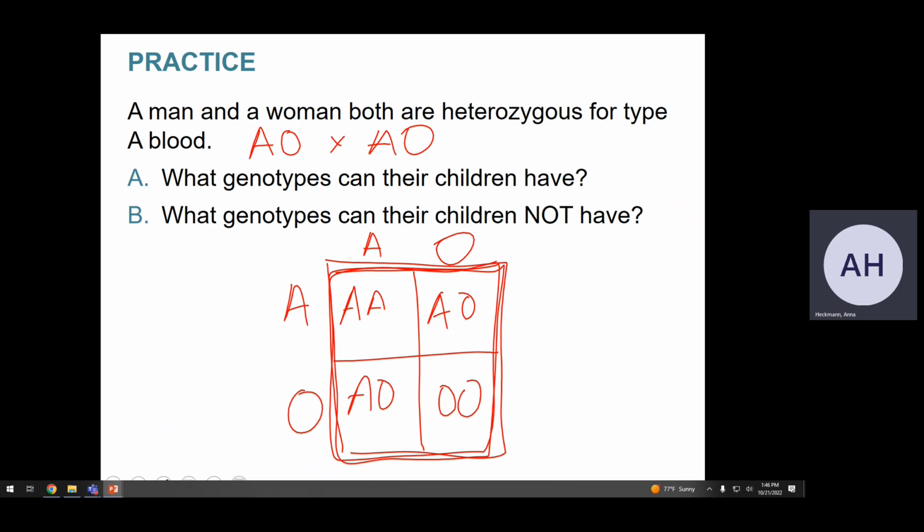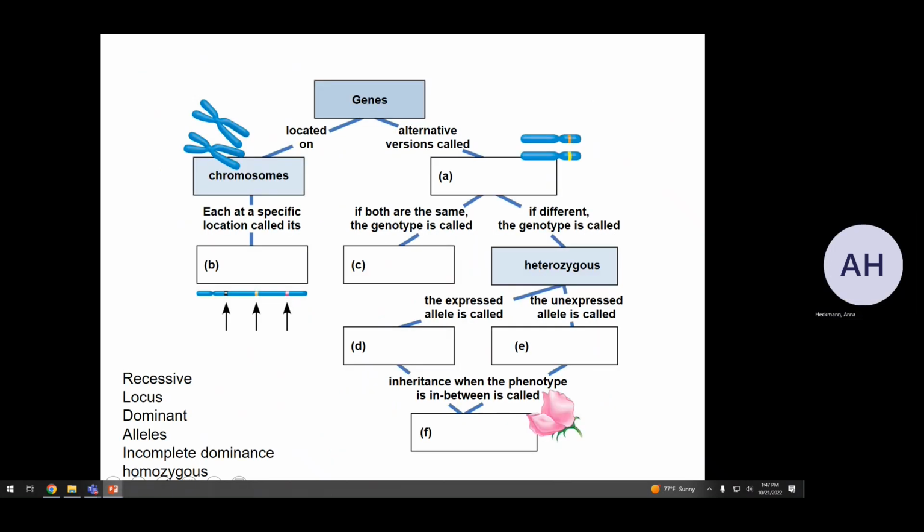What genotypes can their children not have? Well, their children cannot have type AB, or type BB, or type BO. Basically anything at all with a B in it, their children cannot have. This is a concept map that you are allowed to do if you really want to.